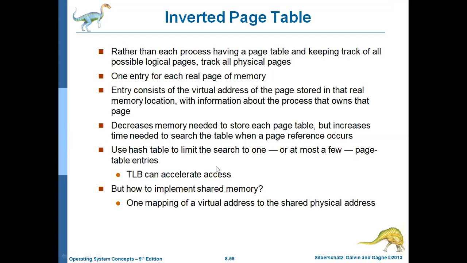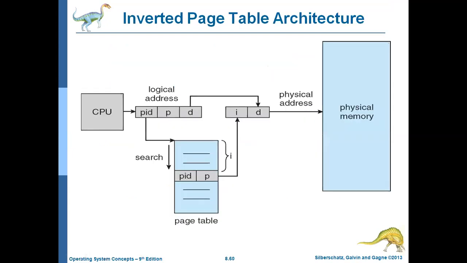It decreases the memory needed to store each page table, but increases the time needed to search the table when a page reference occurs. Here again you use a hash table to limit the search to one or at most a few entries. So here you can see the inverted page table.